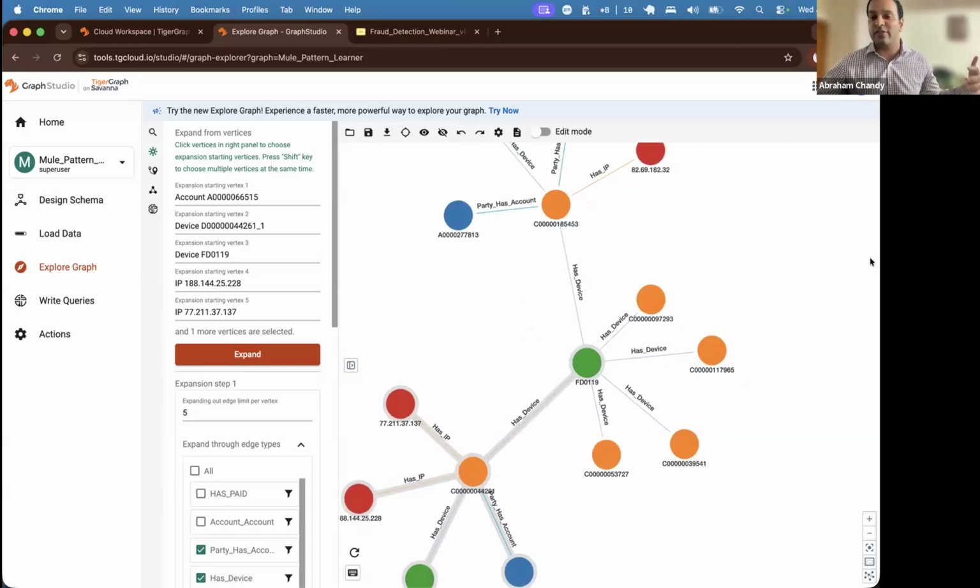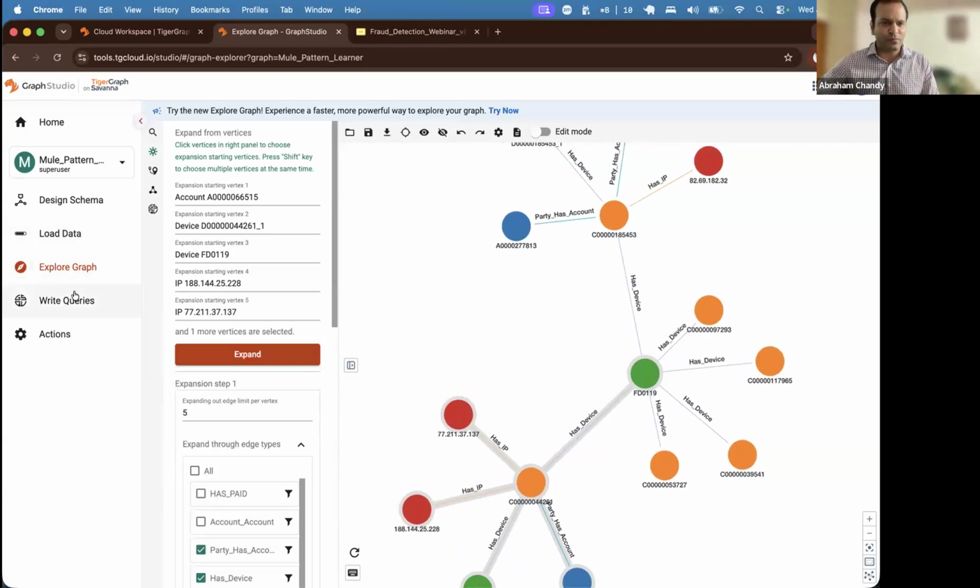Instead, you're batching it and sending all this data directly into your GNN model, where your GNN can train and learn on this, whether or not this was actually a fraudulent account.